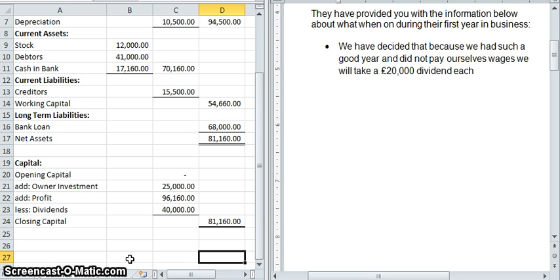This has been a presentation on how to create a balance sheet using information about a specific company. I hope it's helped you in the process of creating your own.